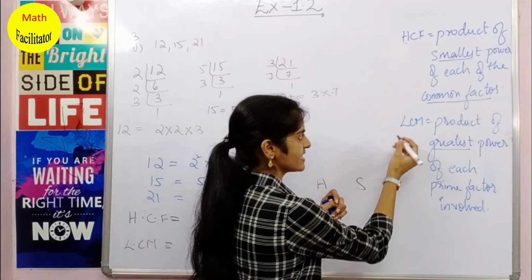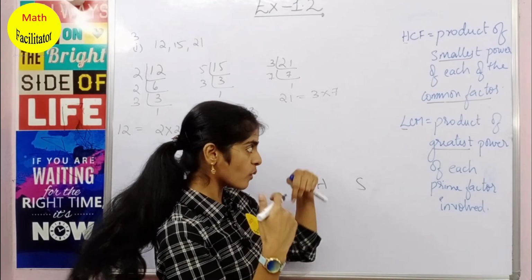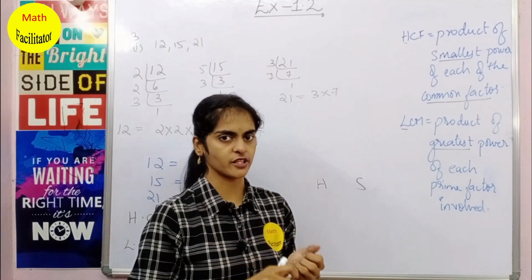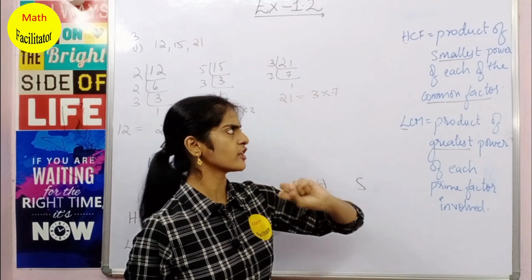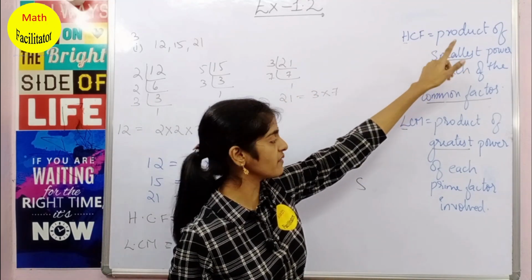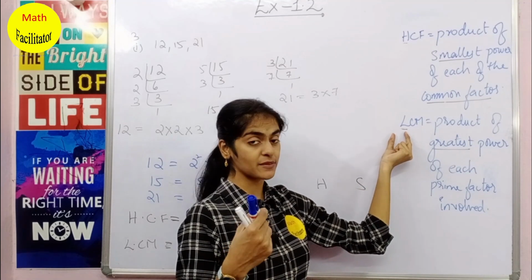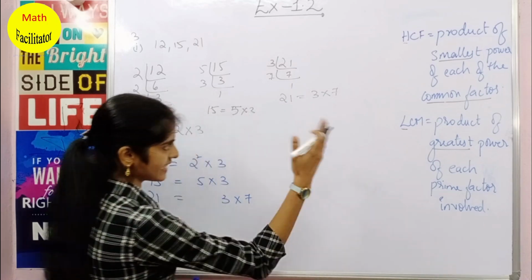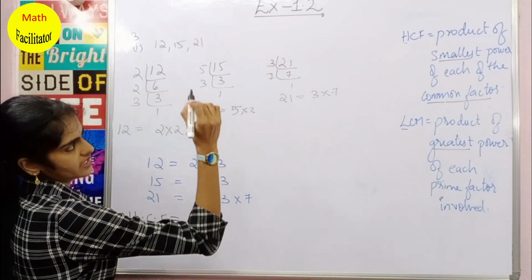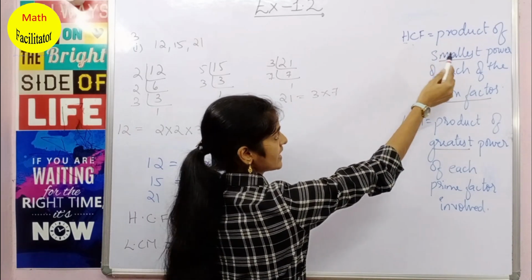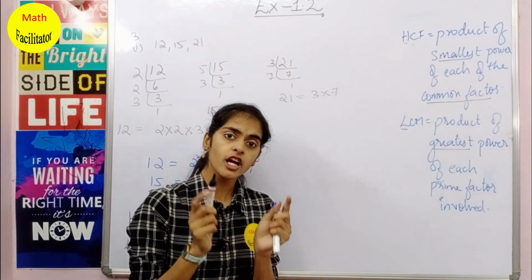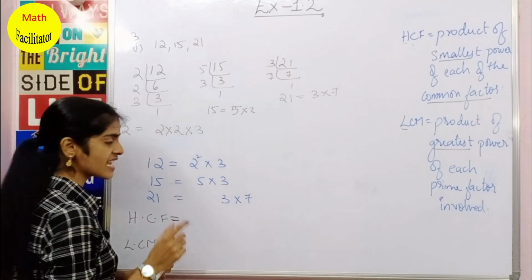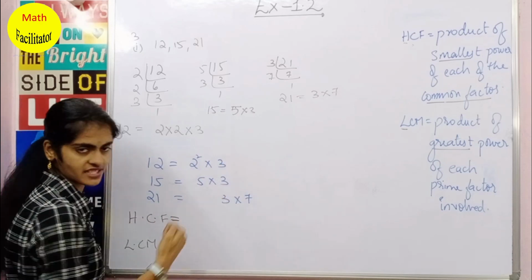And LCM is least common multiple, that means lowest. For lowest you will take the greatest power. Understood? So you are just doing the reverse, so that it will not confuse you. Remember, for highest you will take the smallest power; for least common multiple, the lowest one, you will take the greatest power. Clear till now? For HCF you will take the smallest power of each of the common factors. Understood what common factor means? A factor which is common in all the numbers.